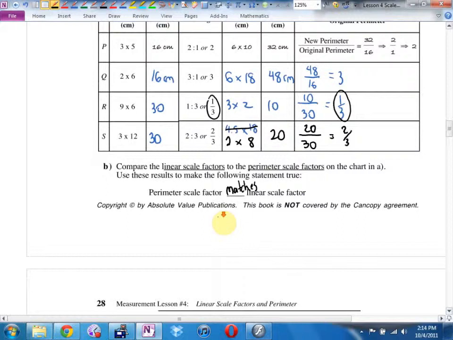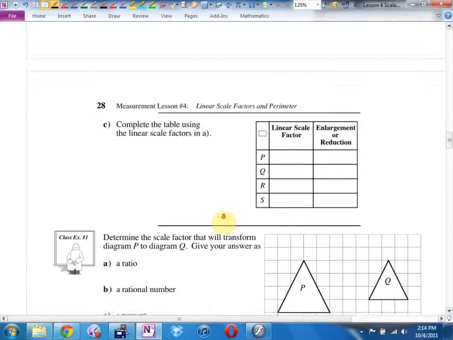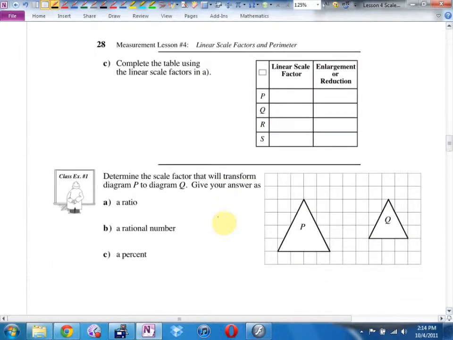We are going to temporarily pause here. Part of your homework right now is number 1, 2, and 3.